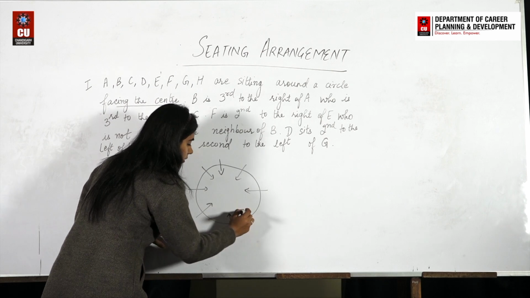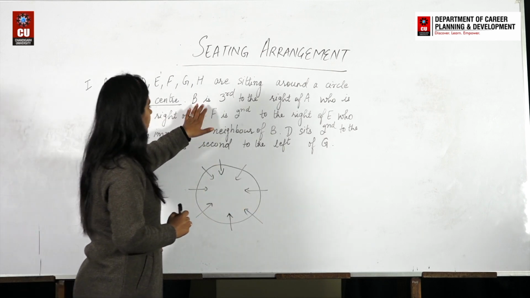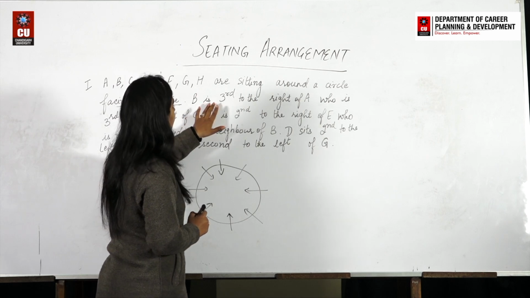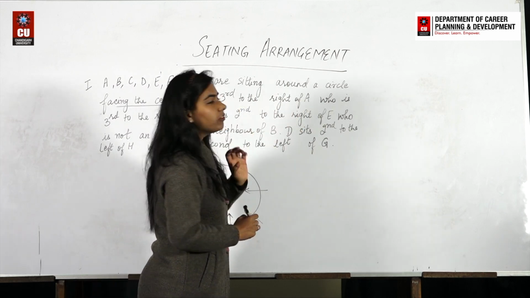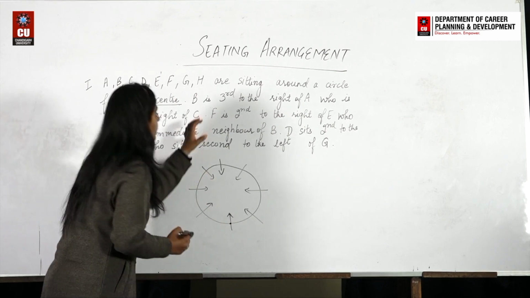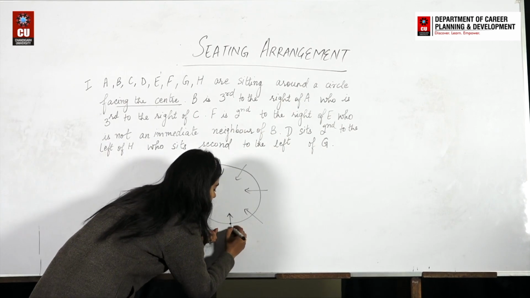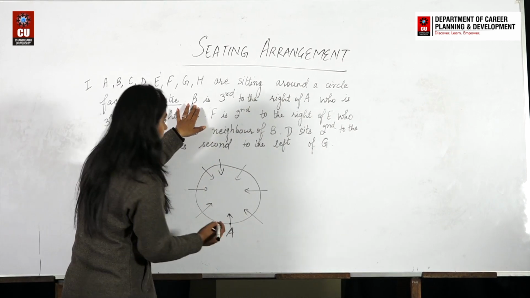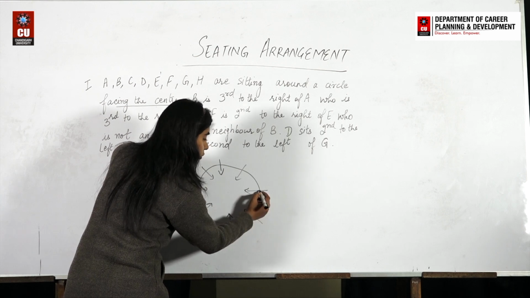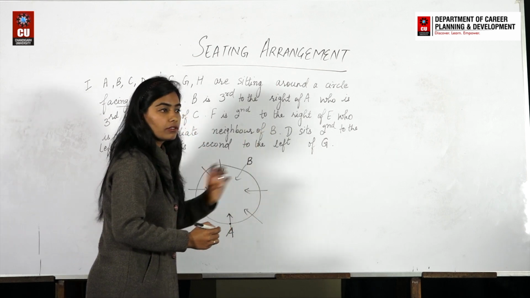Now the first statement says B is third to the right of A. Our starting point is here. The statement says B is third to the right of A. A is here. B is third to the right. 1, 2, 3. B is third to the right of A.